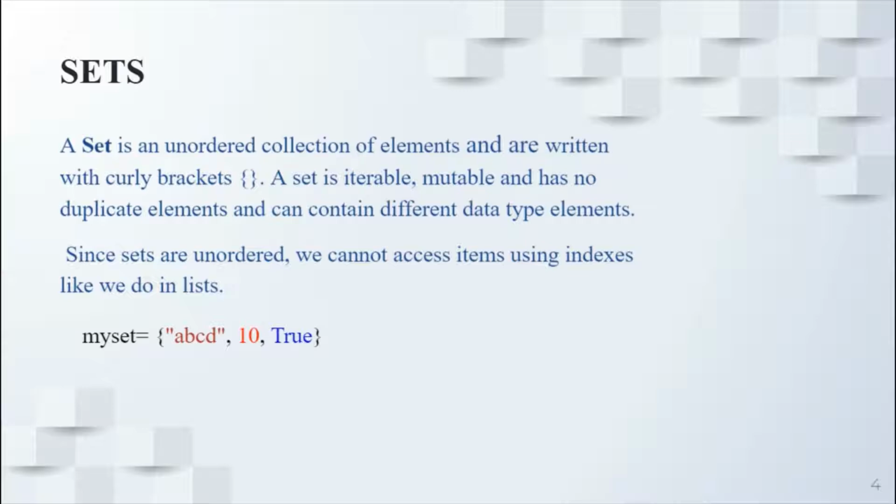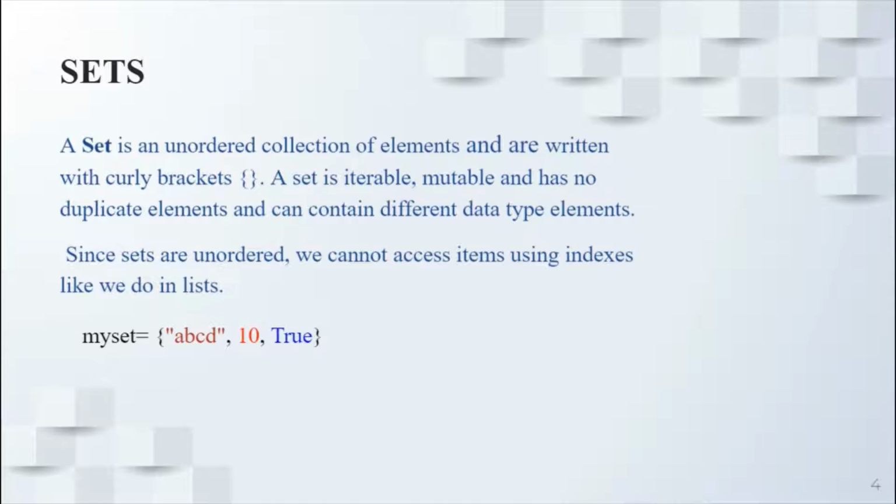Unordered simply means that items in a set do not have a definite order. Set items can appear in a different order every time you use them and cannot be referred to by index or keys. So that was all. And also it says set is iterable. Iterable means by using loops or iterators you can iterate the content, I mean the elements of the set. So yeah, that was sets.